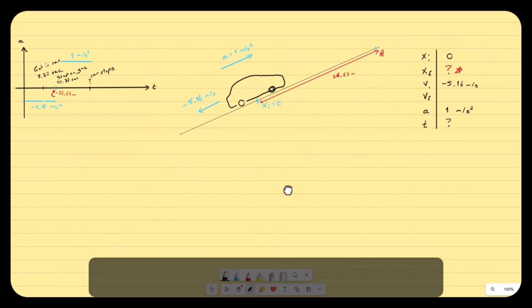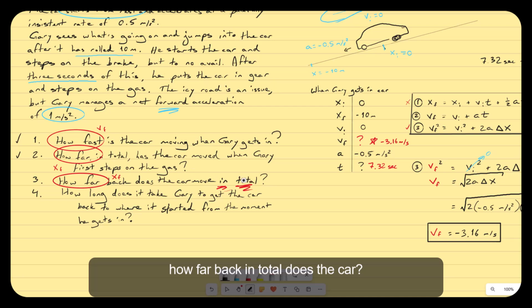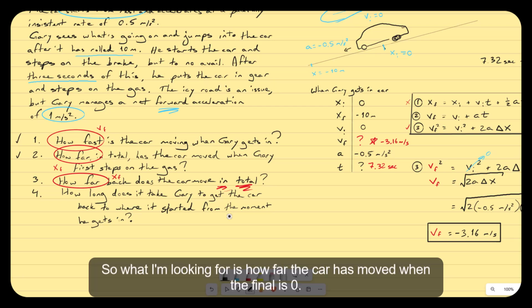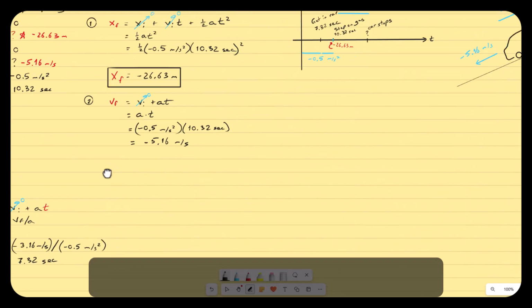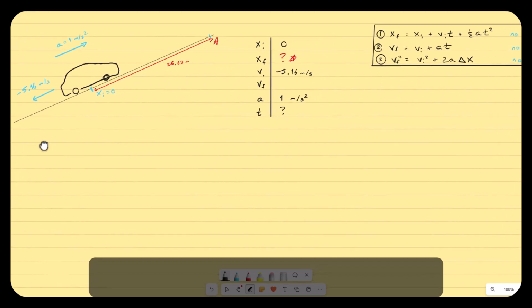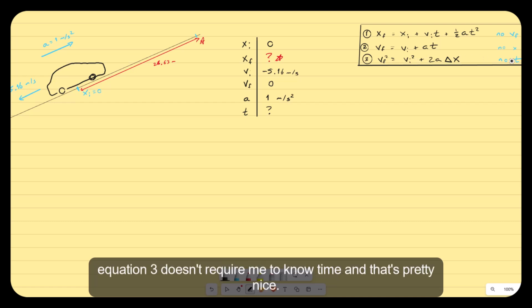If I go back to the question, how far back in total does the car move? The car will keep moving back until it comes to a stop. So what I'm looking for is how far the car has moved when v final is 0. V final is 0. I'm looking for x final. I don't know the time. I would like to use equation 3. Equation 3 doesn't require me to know time, and that's pretty nice.